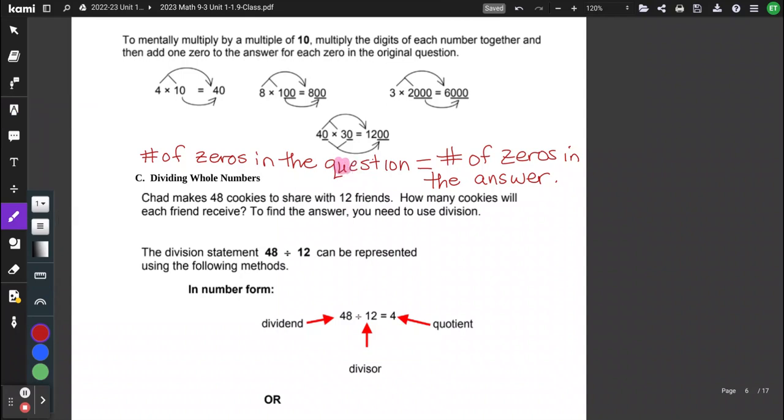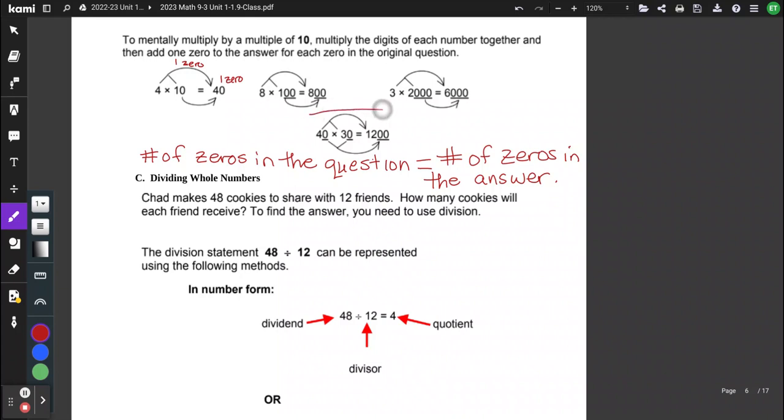So, if we take a look at the first one, the number 4 doesn't have a 0, but 10 does. So there's 1 zero in the question. Their answer is going to have 1 zero. So this guy has 1 zero, so there's going to be 1 zero in the answer. If I look at the next question, the number 100 has 2 zeros. So my answer has 2 zeros. If you look at the next question, there's 3 zeros. So I've got 3 zeros in my answer.